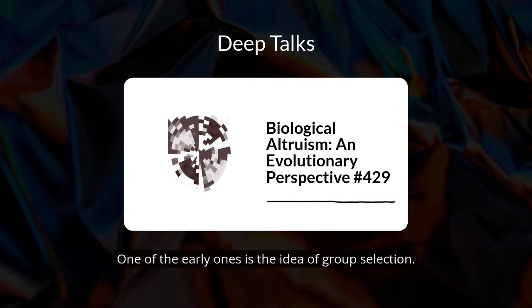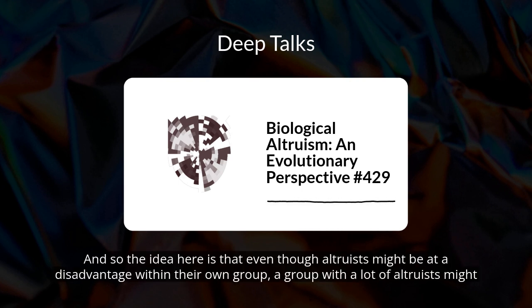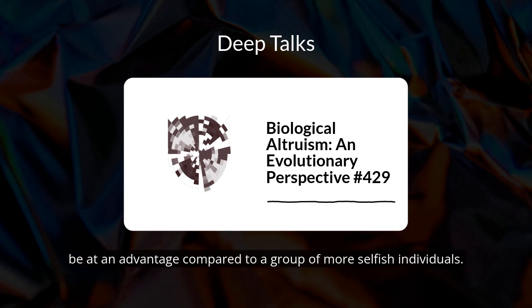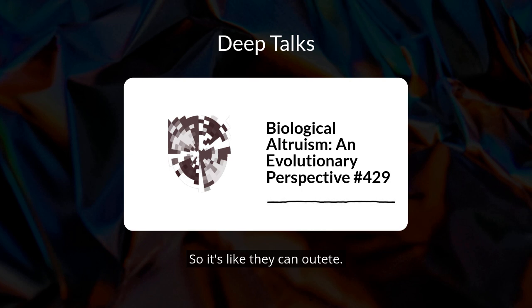One of the early ones is the idea of group selection. The idea here is that even though altruists might be at a disadvantage within their own group, a group with a lot of altruists might be at an advantage compared to a group of more selfish individuals. So it's like they can outcompete the other group by working together.